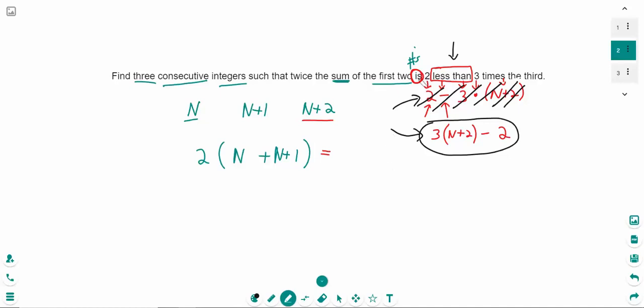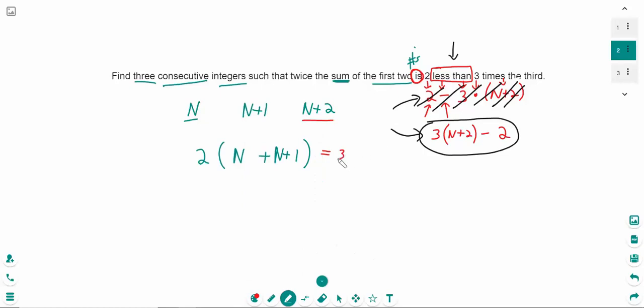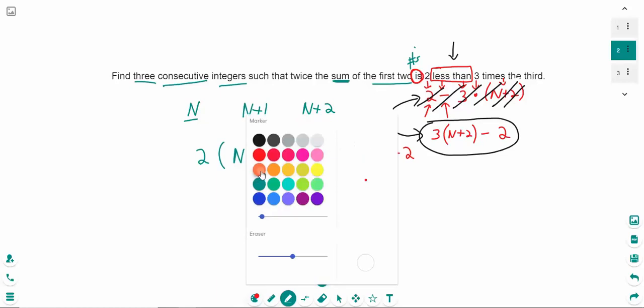But this is now the right-hand side of our equation. So we have 3 times n plus 2 minus 2. So that is our equation. It's a little bigger than the last one, but again, note that it's all in one variable, which is great because we know how to solve equations with one variable. So let's go ahead and solve this one out.